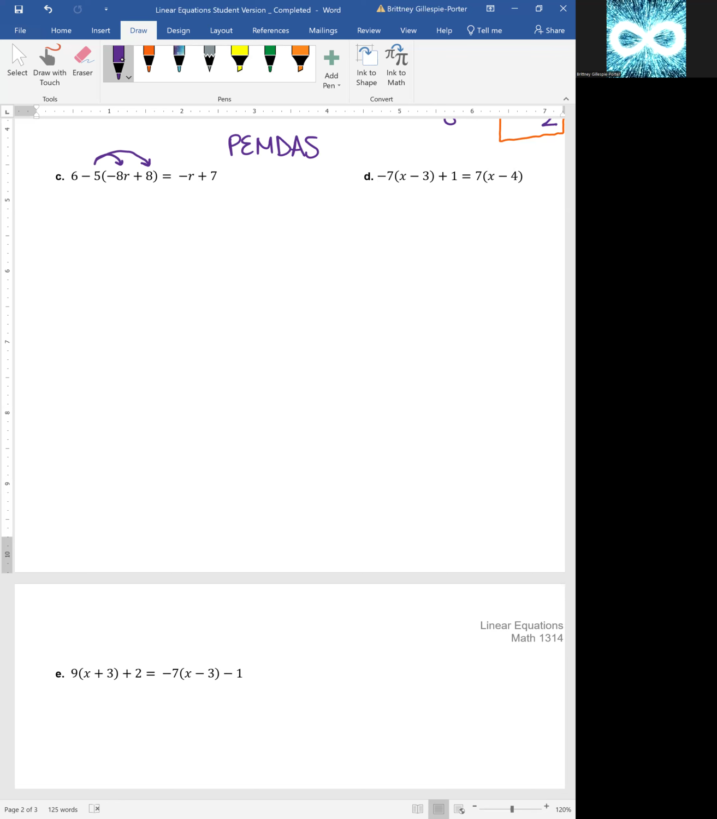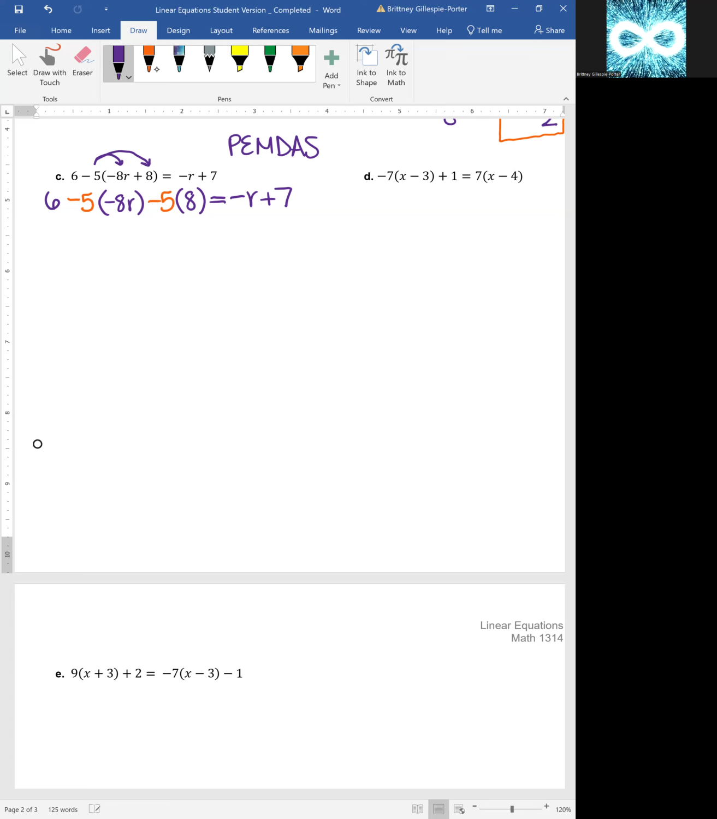My 6 is not included, so I'm going to bring him down. We're going to have our -5 times the -8R minus 5 or negative 5 times our 8. And that is going to be equal to negative r plus 7. Remember, only who is in the parentheses gets multiplied by the negative 5.